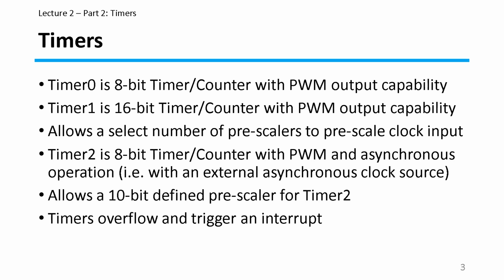In contrast, you have timer 2, which is an 8-bit timer counter which has PWM capability and an asynchronous operation capability. So you can use an external asynchronous clock source to operate the timer 2 counting. Now it also allows a 10-bit defined prescaler for timer 2 rather than the predefined select few.